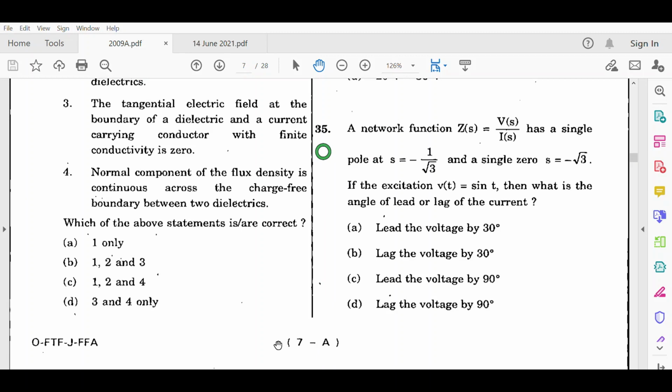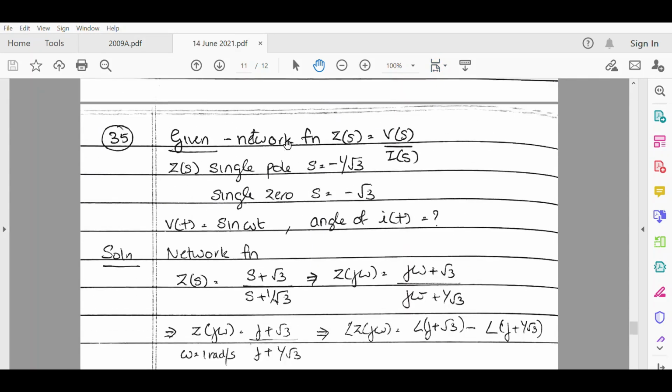Let us now see the 35th question. A network function Z of S equal to V of S divided by I of S has a single pole at S equal to minus 1 divided by root 3 and a single zero at S equal to minus root 3. If the excitation V of t is equal to sin t, then what is the angle of lead or lag of the current? Four options have been given. Let us try to solve this problem.